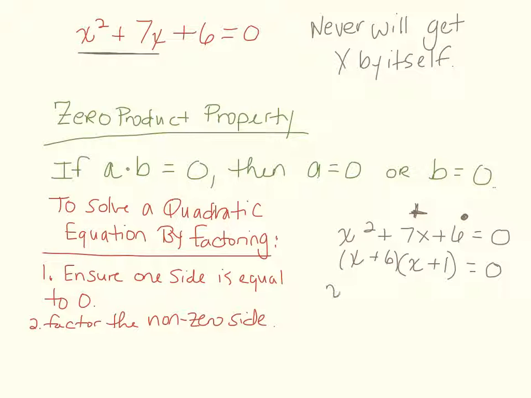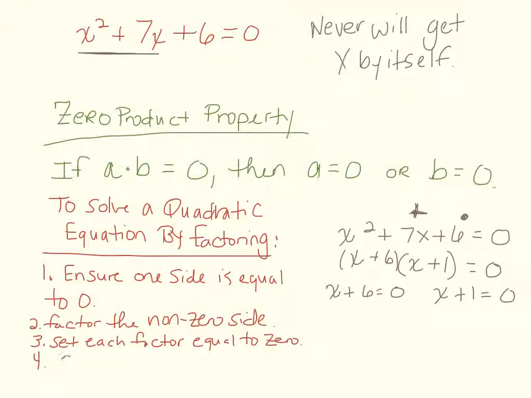So that means that either the first expression, x plus 6, is equal to 0, or the second expression, x plus 1, is equal to 0. Okay? So what we did there was we set each factor equal to 0. And then the fourth thing we're going to do is we're just going to solve.